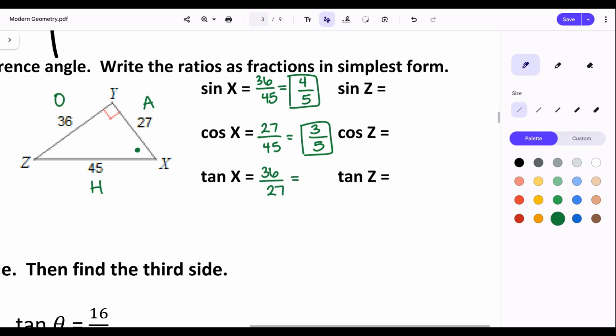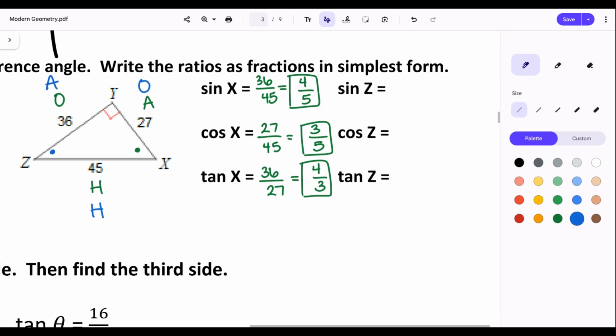Good. And then how does that one reduce? Good. Okay, now if we switch our reference angle to z, 45 is still the hypotenuse side, right? But now 27 is opposite and 36 is adjacent. So they kind of just switch positions.